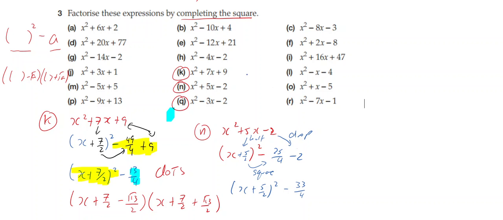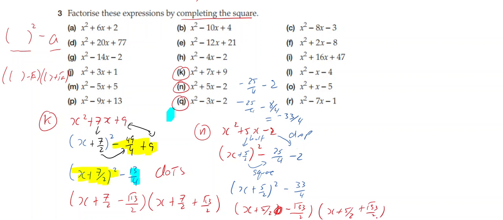Sometimes it might be useful to write it out, but you don't want to take too long to write this out. So that equals negative 33 over 4. Then you apply the dots pattern, because I know that's x plus 5 over 2, minus the square root of that. So it's x plus 5 over 2 minus root 33 over 2, x plus 5 over 2 plus root 33 over 2, like that.